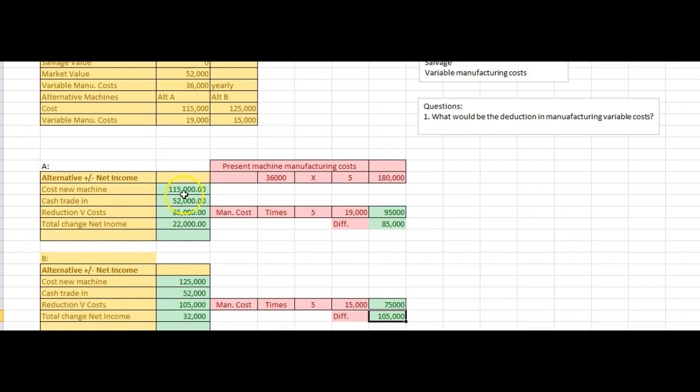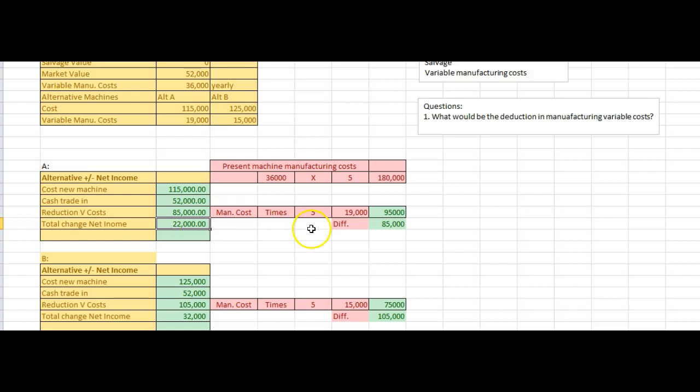First of all, we're going to buy this 115,000 machine. We've got a cash trade-in. That's that market value here. We're going to get that. So we have reduced our variable costs, so we can subtract those. We've reduced them by 8,500. So the total net change in net income from this machine will be an increase of $22,000.